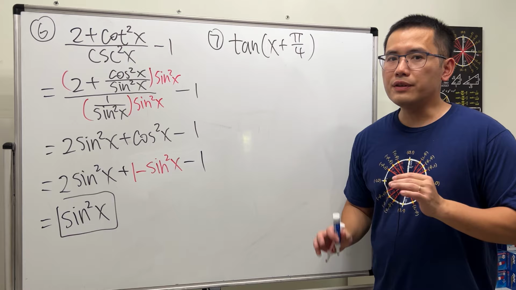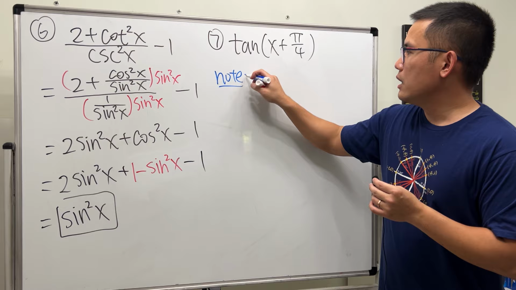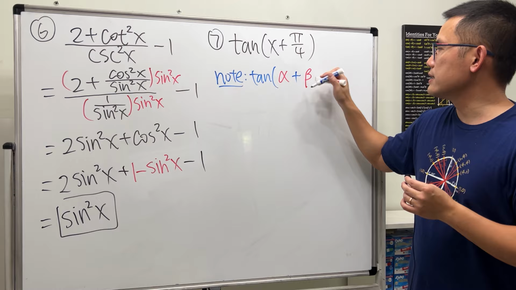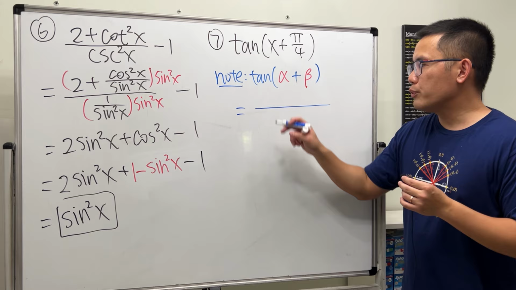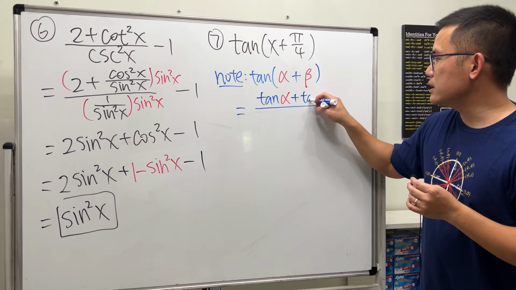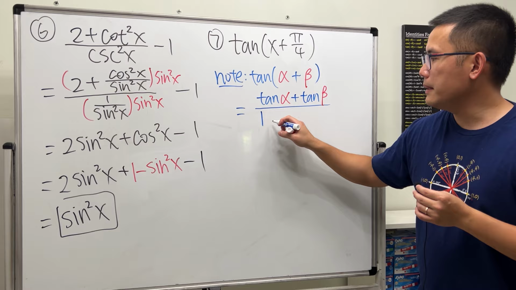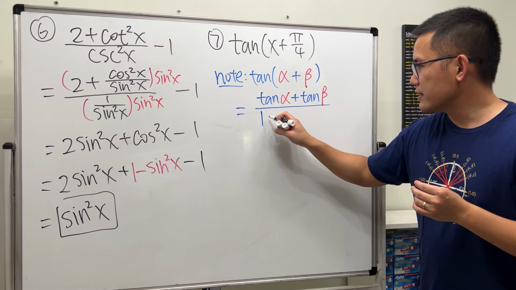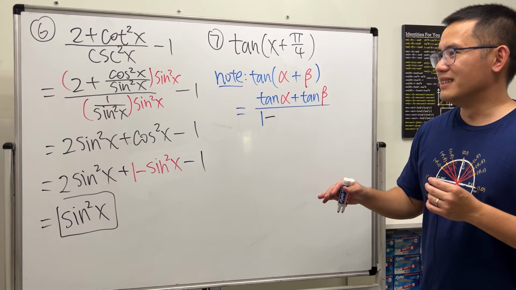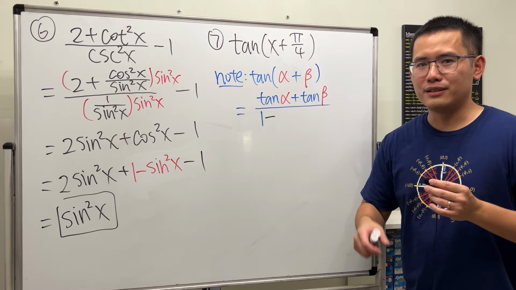And for the tangent version, let me just remind you guys that if we have tangent of alpha plus beta, where we have two angles inside, this is nicely equal to the following. For the top, we have tangent of the first, which is alpha, and then we add tangent of the second, which is beta. And for the bottom, it's 1, and then right here, be careful, it's a minus. So let me just emphasize that this is a minus. No typo, it's a minus. Why? Because the angle sum for cosine is a minus. And again, if you guys want to see this kind of proofs, I will do another video for that. But let's use it, all right?